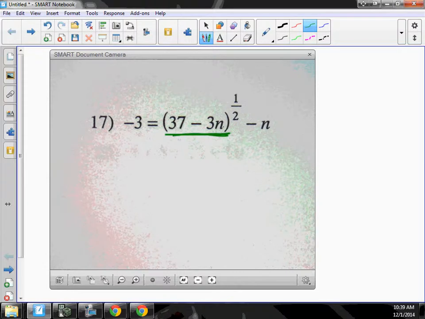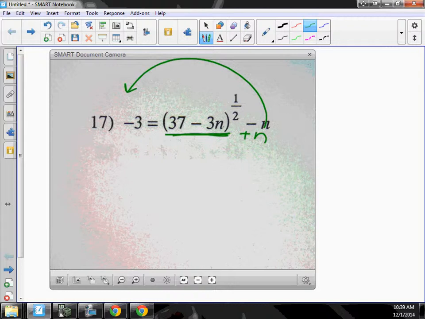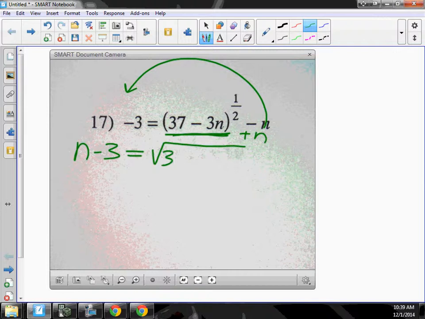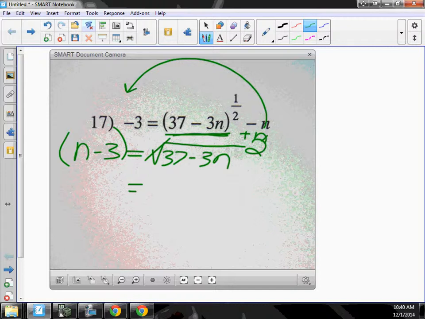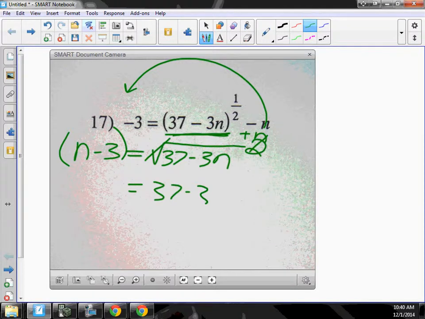And you're going to want to do the same thing on the next problem down, 19, I think. So I'm going to add n over here. n minus 3 equals the square root of 37 minus 3n. If you don't do that, you won't be able to solve it. It is possible, but it takes a ton of time, and it's a total waste. Now we square. So I'm going to square this side, and that just cancels, and I get 37 minus 3n.